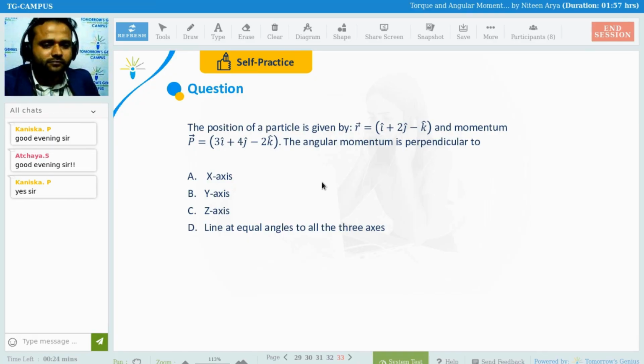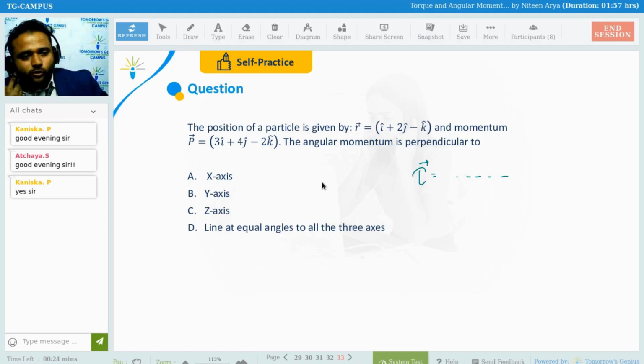Okay, small hint. First find the torque. You can get it in i, j, k form. Then take a dot product with the x-axis, y-axis, and z-axis, and see with which axis it gives you 0 dot product. That axis is perpendicular to the angular momentum, because the dot product of two things is 0 if they are perpendicular to each other.